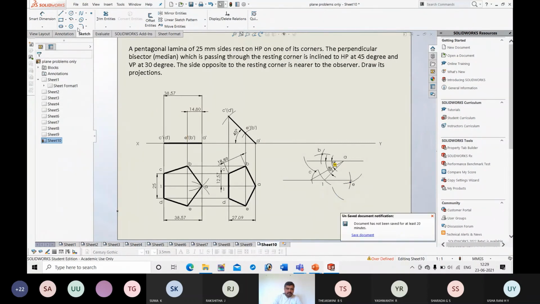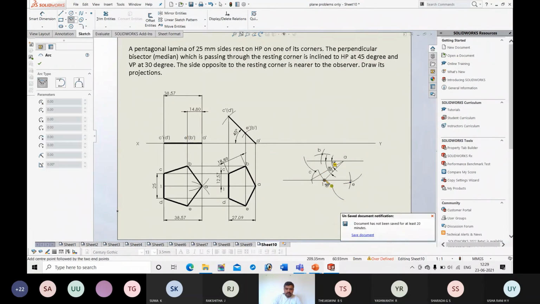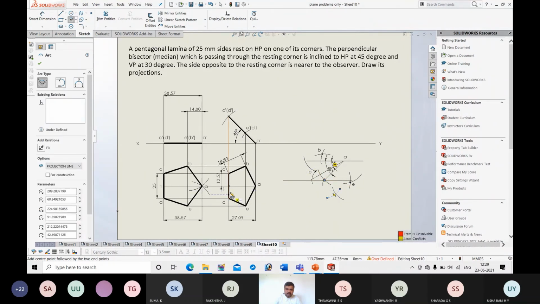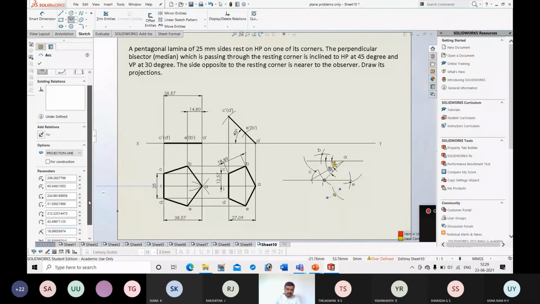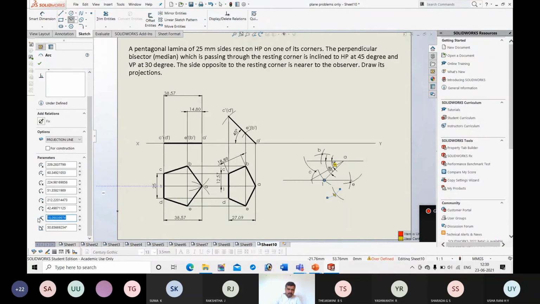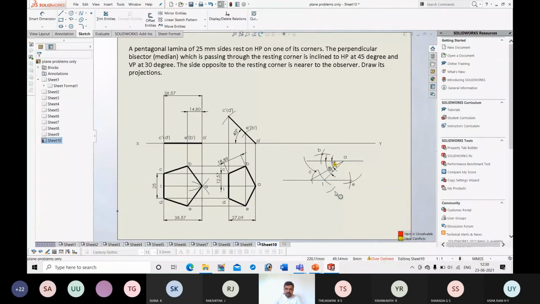Next, from 1 as center, I will draw one more arc. Radial distance will be 1 to C and 1 to D both have the same distance. So it will be 12.57. Okay, so this is point D.